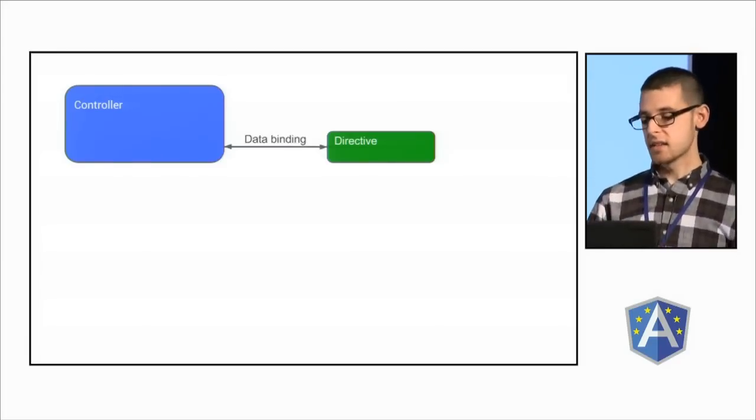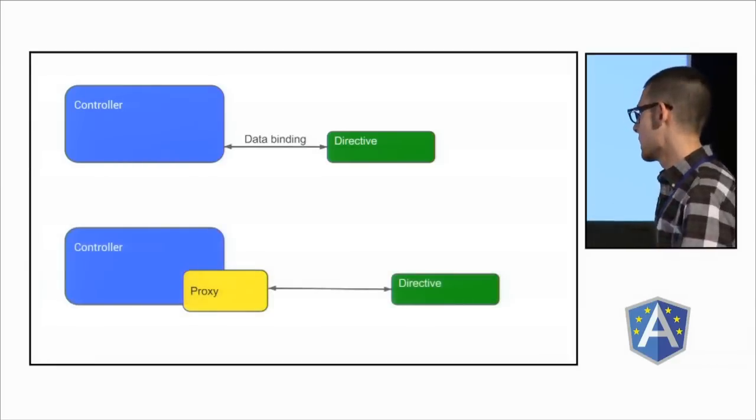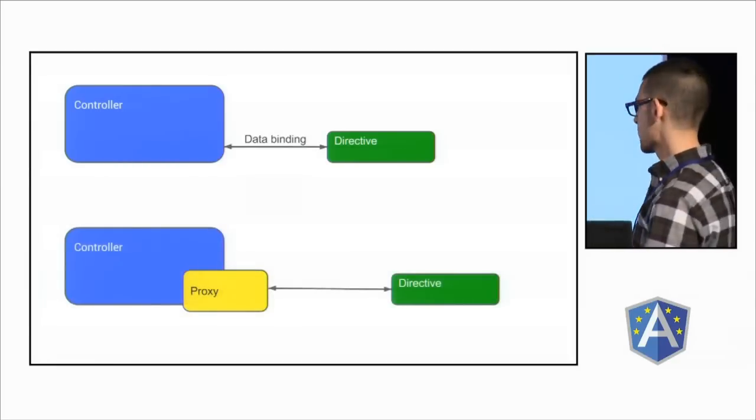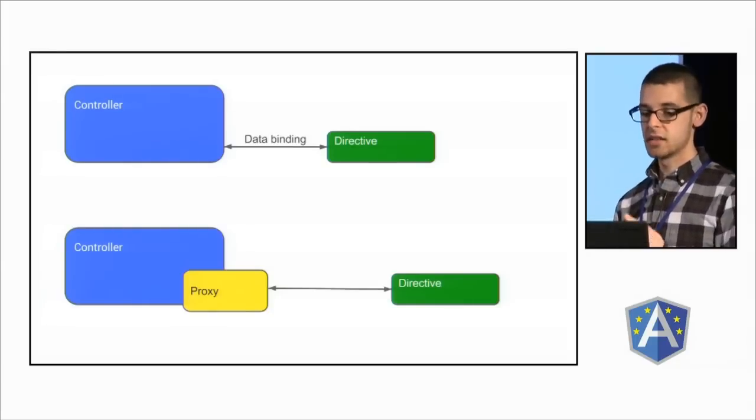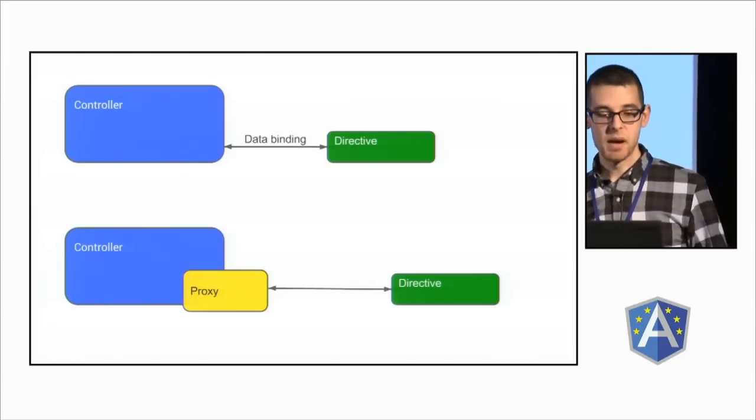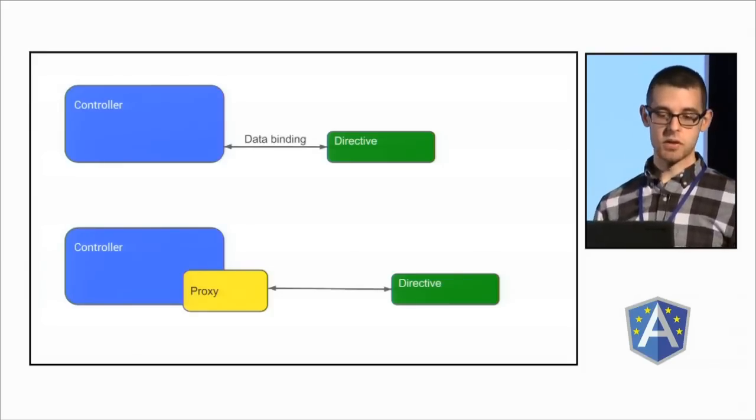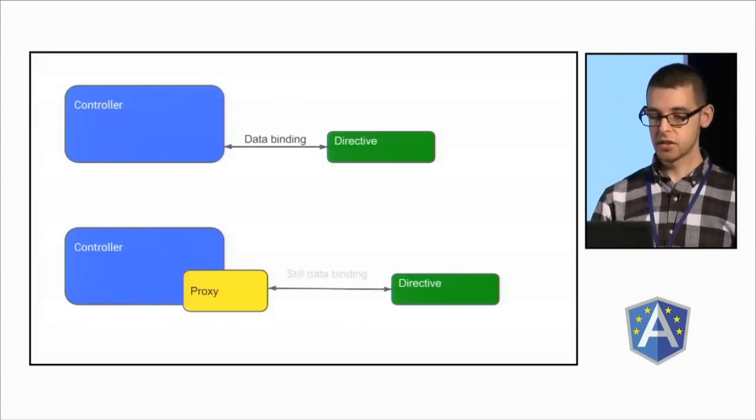And we can extend this idea very simply by introducing this intermediate object called a proxy that lives on the controller. The controller creates the proxy and owns it, and it is given to the directive via a binding as if the proxy were the directive's model, which it kind of is. And what does this look like in code?